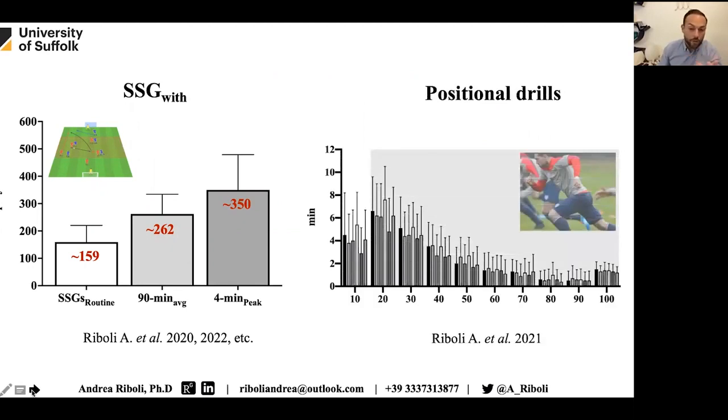Otherwise, we can consider the distribution of match intensity to plan some supplemental activities such as positional drills or running-based exercise to manage our training load during practice.